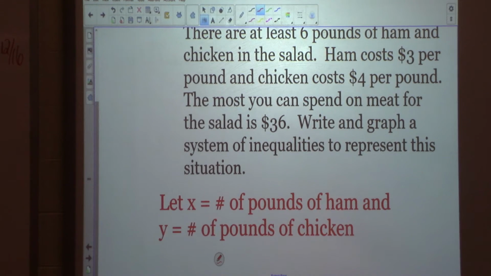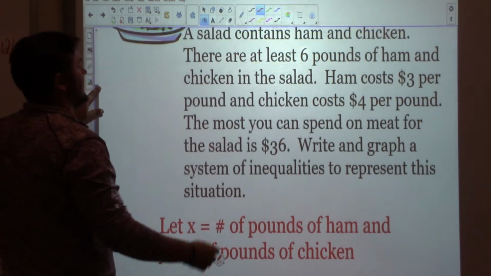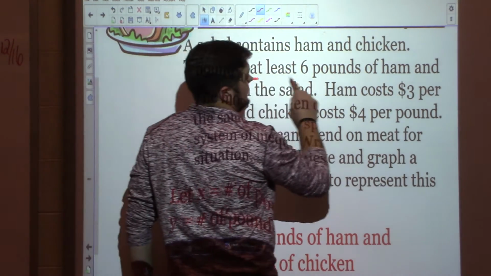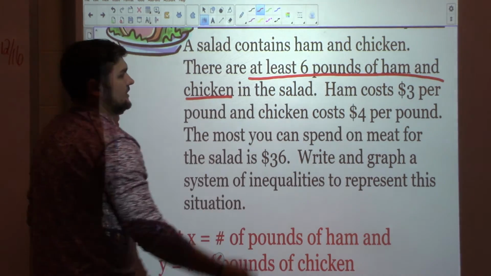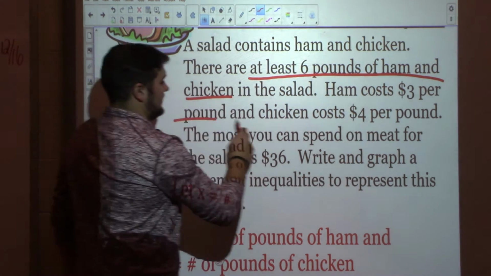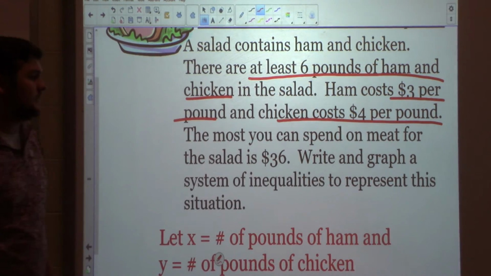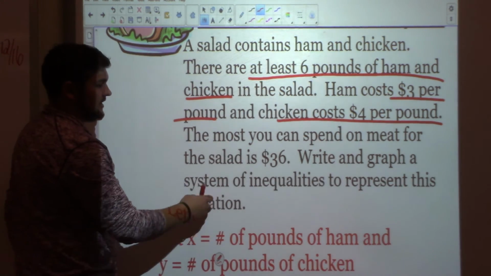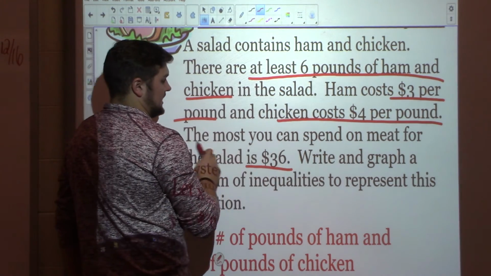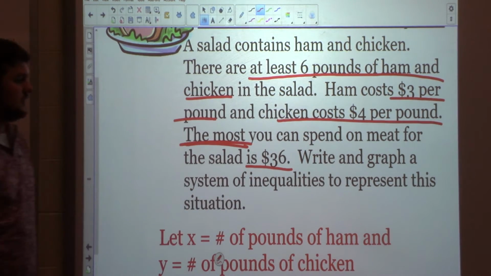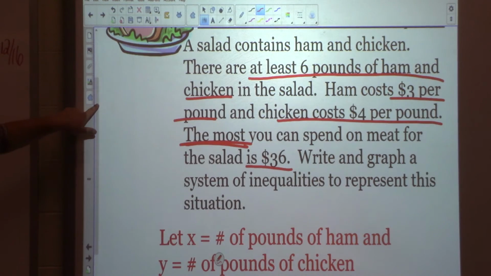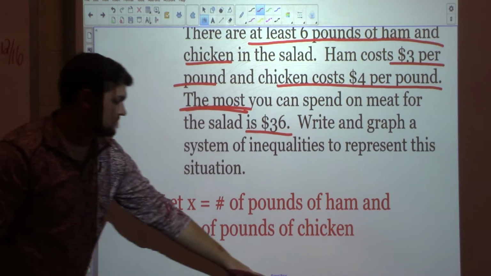Alright. There are at least 6 pounds of ham and chicken in the salad. Ham costs $3 per pound. Chicken costs $4 per pound. The most you can spend on meat for the salad is $36. Write and graph the system of inequalities that represents the situation.